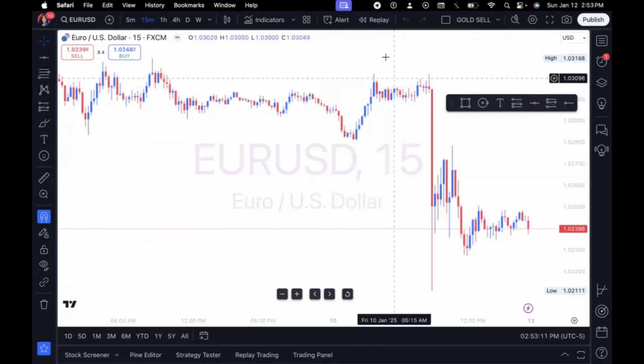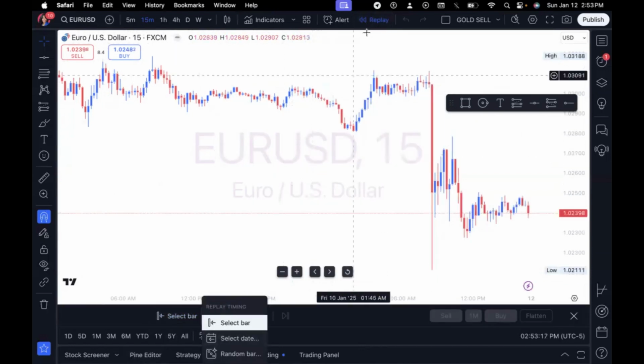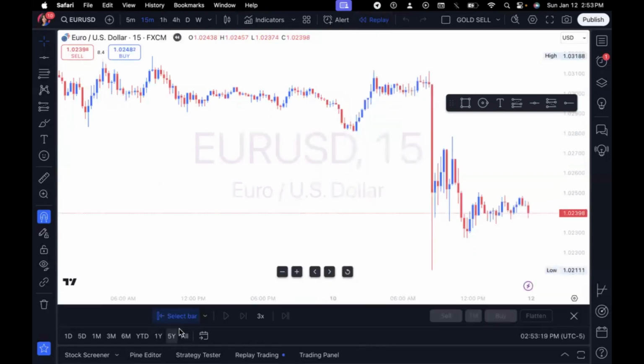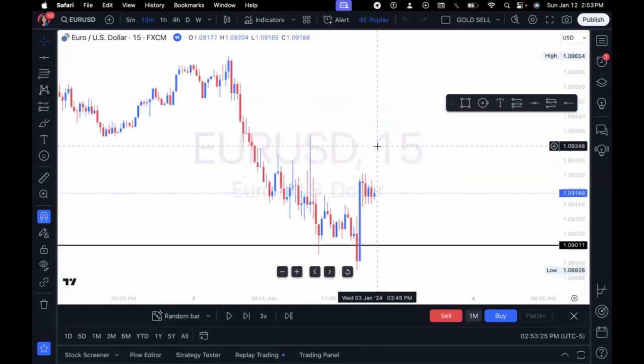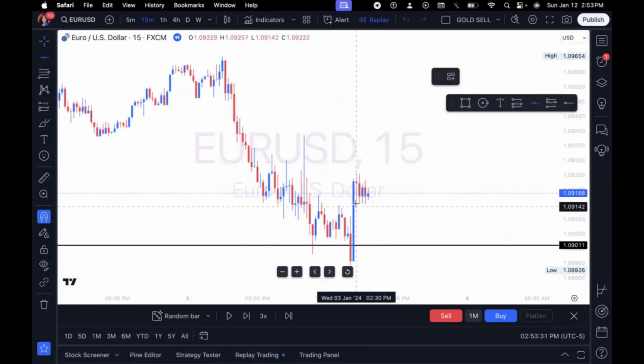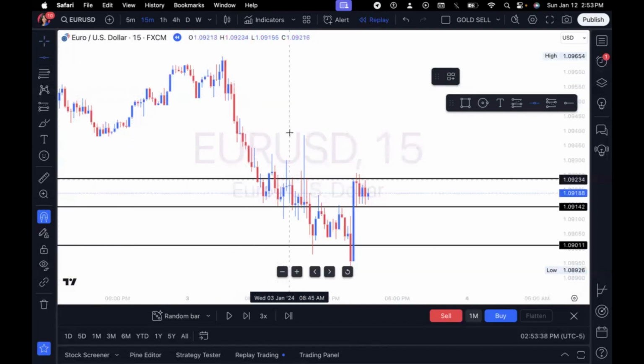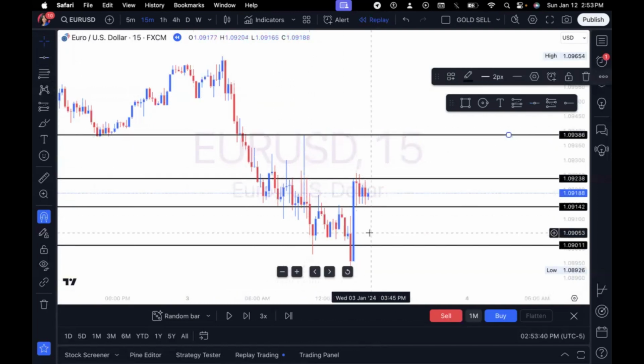So to make this fair, let's go ahead and put the chart in replay mode, and we're going to select a random bar to see if this strategy actually works and if we will be able to be profitable. So the first thing that we're going to do after we check the news is make sure that we are identifying these previous highs and lows, because these are going to be the areas that we're going to target for our profit.